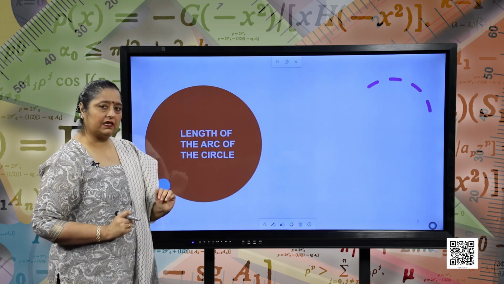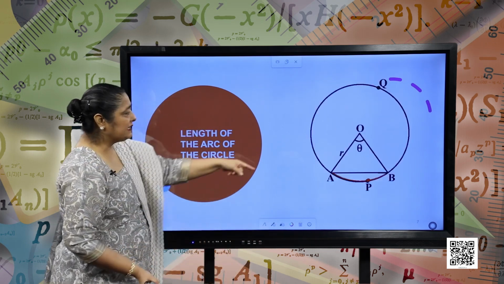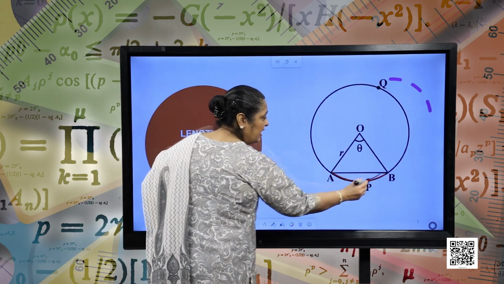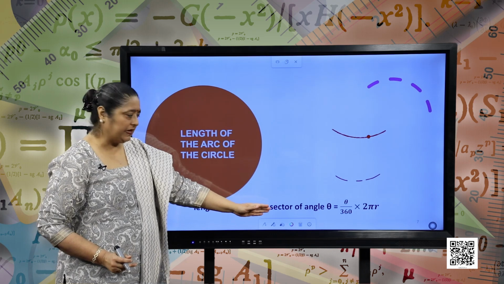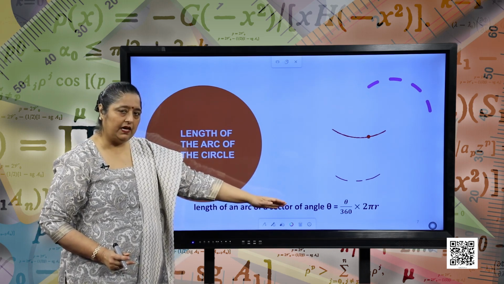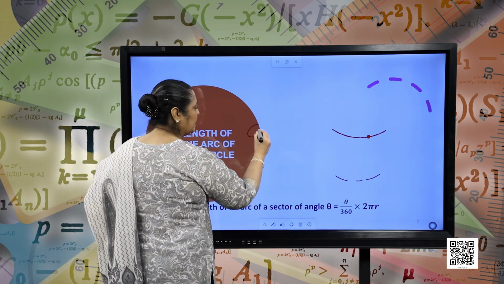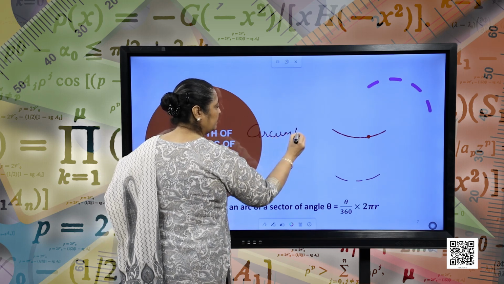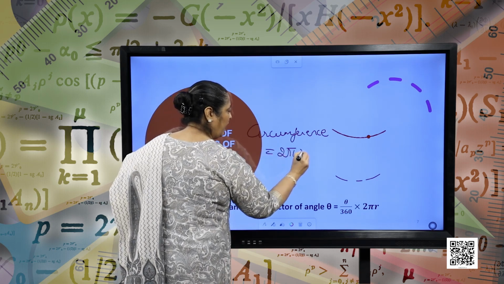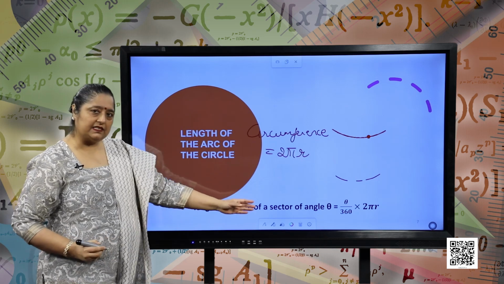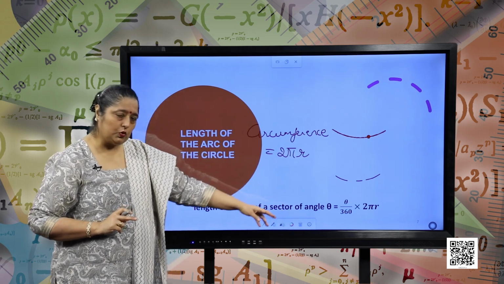The length of the arc of the circle. Now, let us find what is the length of the arc. This is the circle and this is the length of the arc. Then the length will be given by theta divided by 360 into 2 pi r. What is 2 pi r? 2 pi r is the circumference of the circle. So, the length of the arc of the sector is theta, that is the angle of the sector, divided by 360 into 2 pi r.